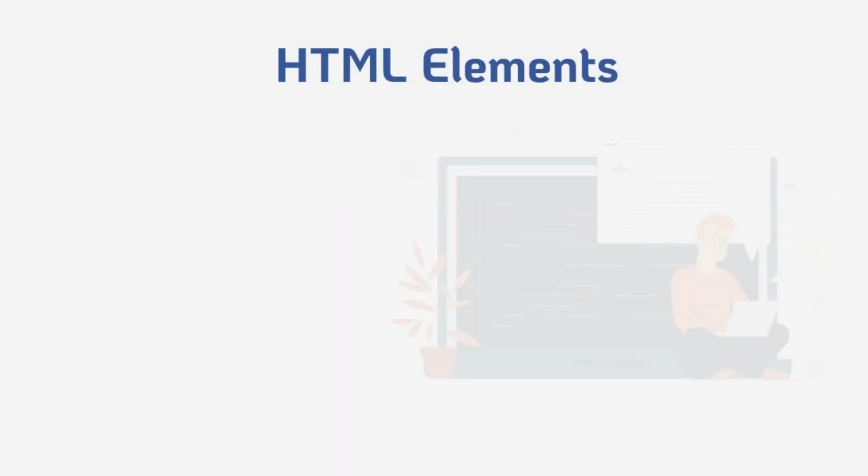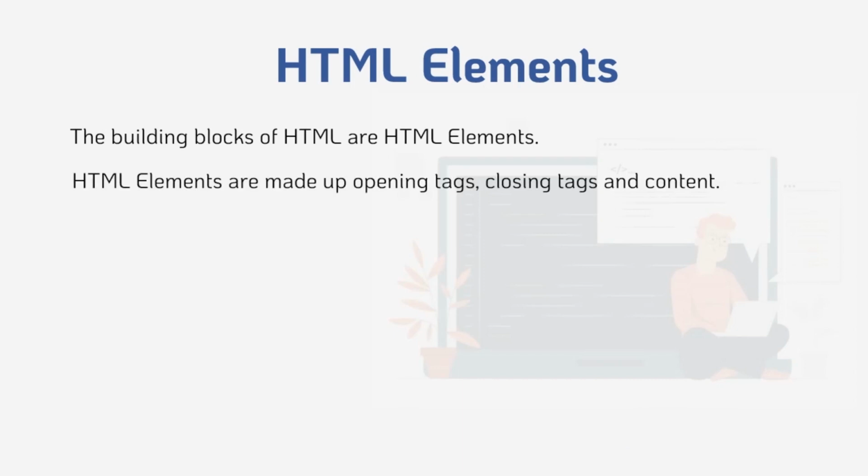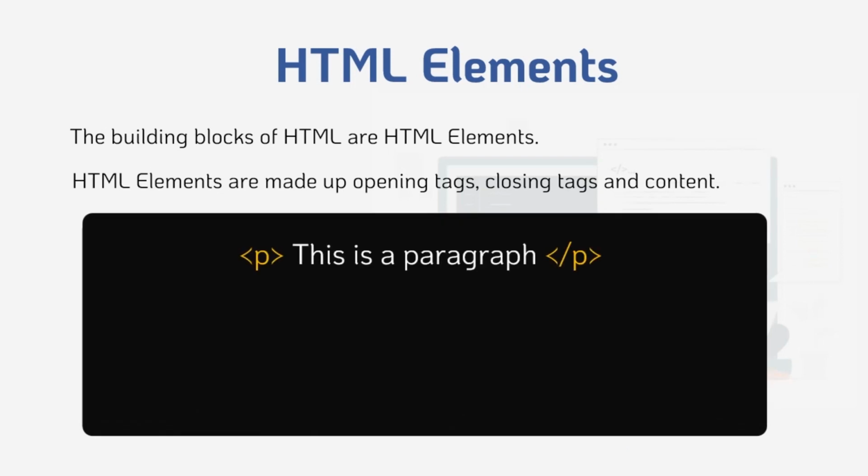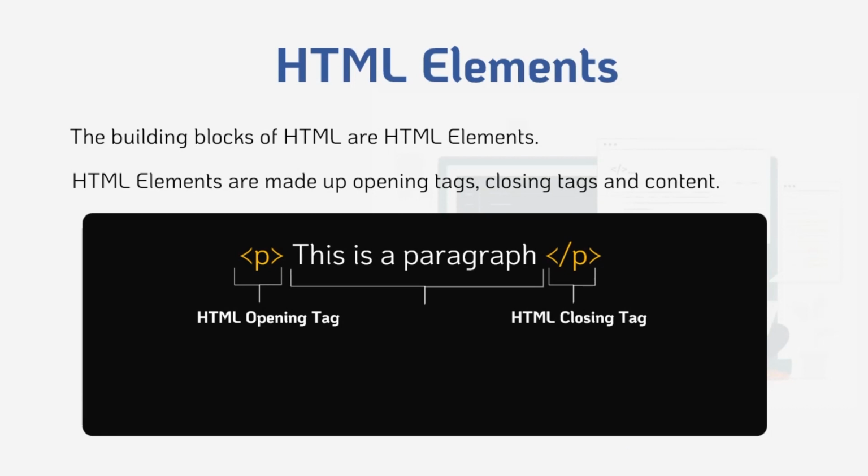Now HTML is made up of HTML elements. They are the building blocks of HTML, and then HTML elements are made up of opening tags, closing tags, and the content in between them. Now let's take this for example. Now we have a paragraph element right here. Now this first part is the HTML opening tag, and the second part is the closing tag. Okay, and while this is a paragraph, this sentence in between is the content. Now together they all make up the HTML element.